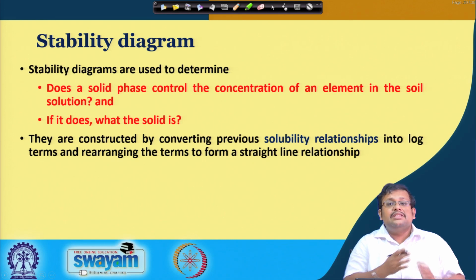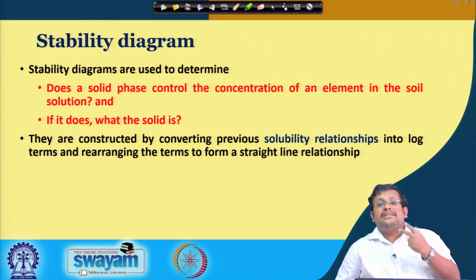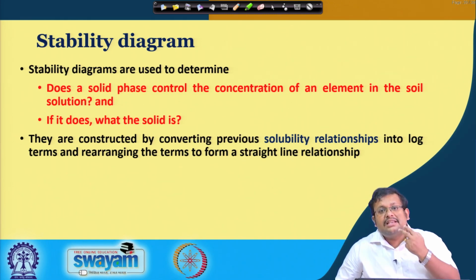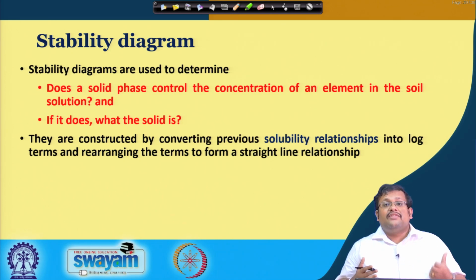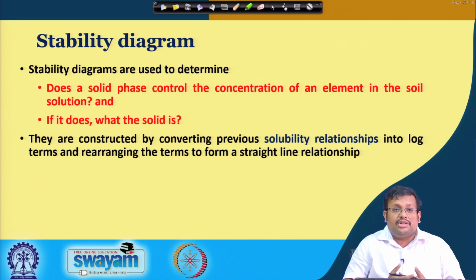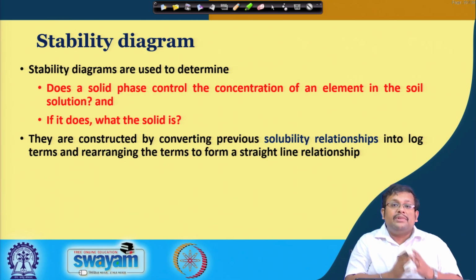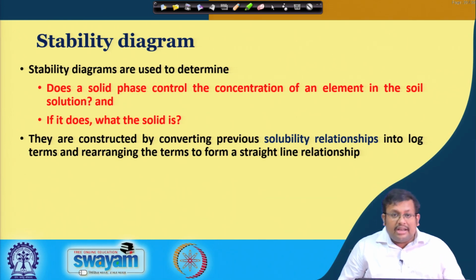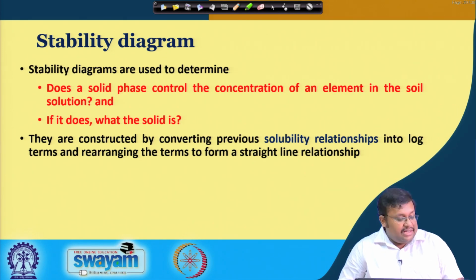Now, for seeing this whole process, we generally use the stability diagram. Stability diagrams basically give us two answers. One is, does a solid phase control the concentration of an element in the soil solution, and if it does, what the solid is. They are constructed by converting the previous solubility relationships into logarithmic terms and rearranging the terms to form a straight line relationship.